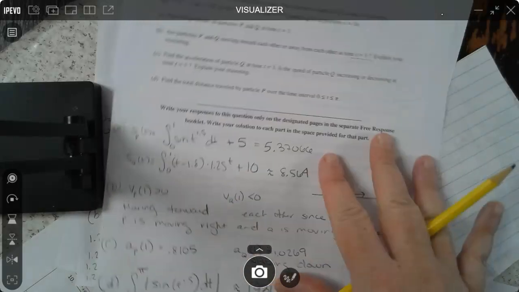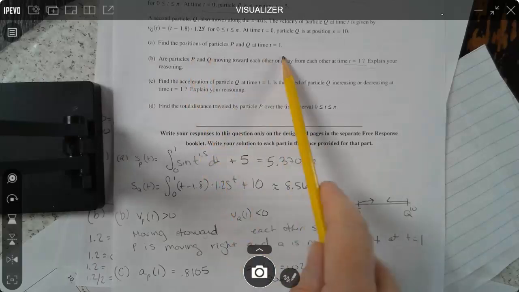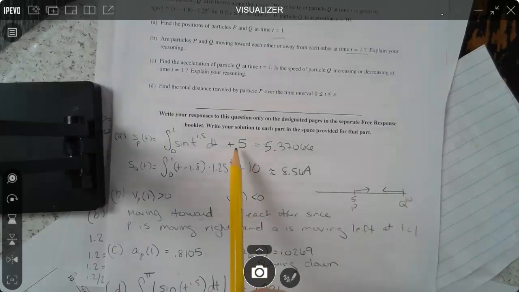All right, number 2. Number 2 got a little bit better. All right, so listen. It asks, this is the equation for anywhere between 0 and pi. But this said at time 1. So at time 1 means from 0 to 1, and you have to add that initial starting point in. Remember we talked about that? You gotta be kidding me. Wait, hold on. Yes, I got it right.